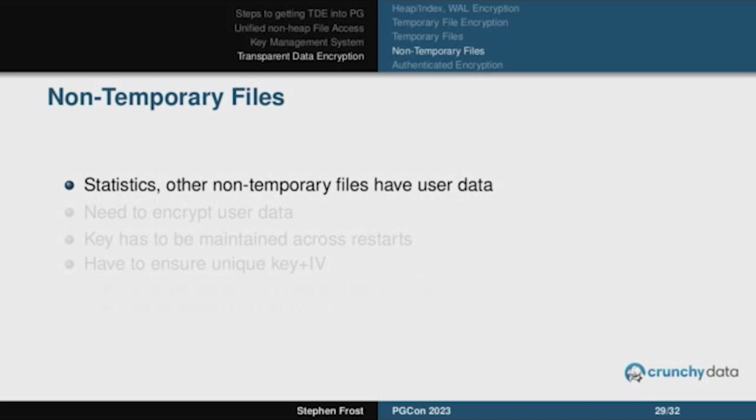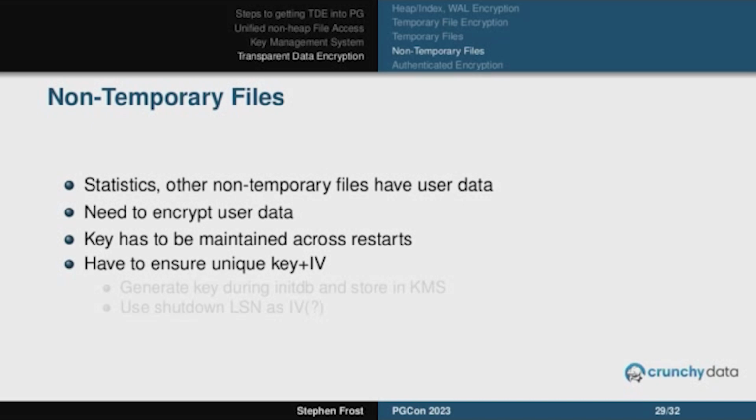When it comes to things like statistics, those are not temporary, right? We're going to have to actually make sure to encrypt those with a longer running key, and it has to be maintained across restarts. And we still need to have that encryption key and IV be unique, right? So some of the ideas we had about that is maybe generate the key during initdb, store that key in the KMS, and then use the shutdown LSN as the initialization vector as a possibility, right? In order to have a unique IV that we know every time.